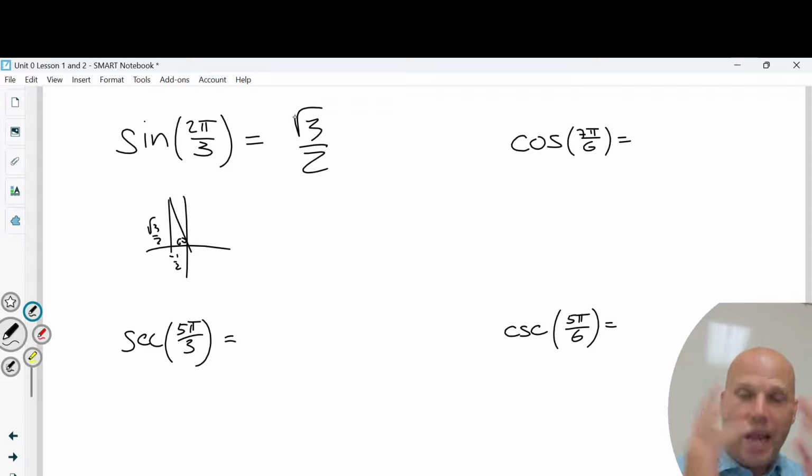I usually use my hands, like cosine of 7 pi over 6. I go to 6 pi over 6. I add a pi over 6. This might be opposite for you guys. I know I'm going left and down. I know that it's a short 30, 60, 90 degree triangle. It's the 30 degree, which means it's a longer horizontal and a shorter vertical. So if I have 7 pi over 6, the horizontal is negative root 3 over 2.